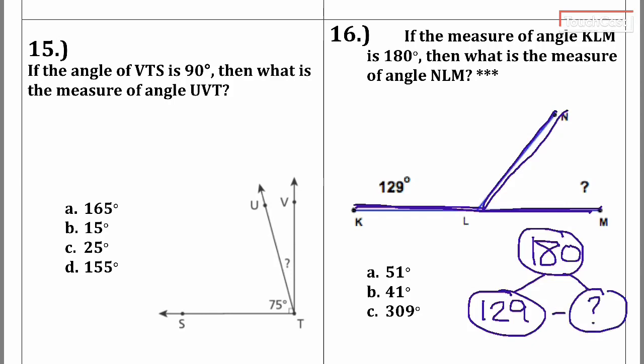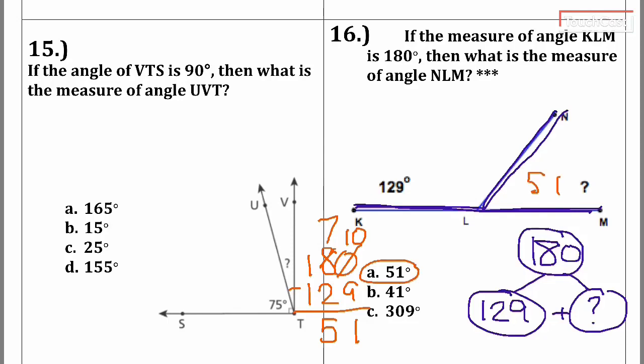This is just a classic part-part-whole. So you're basically thinking 129 plus something equals 180. The easiest way to solve this is to subtract: 180 take away 129. Can't do 0 minus 9, so I'm going to borrow. This becomes 7. This is 10. 10 minus 9 is 1. 7 minus 2 is 5. So your correct answer would be 51. And you can double check your work by adding 129 plus 51 to see if it equals 180.